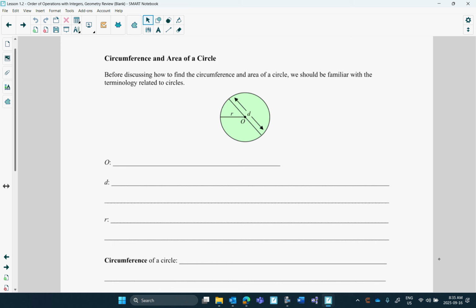So with circles, a few things you should know about circles. First of all, in this diagram, O represents the center of the circle. Okay? And that's important when we talk about R and D. Okay?